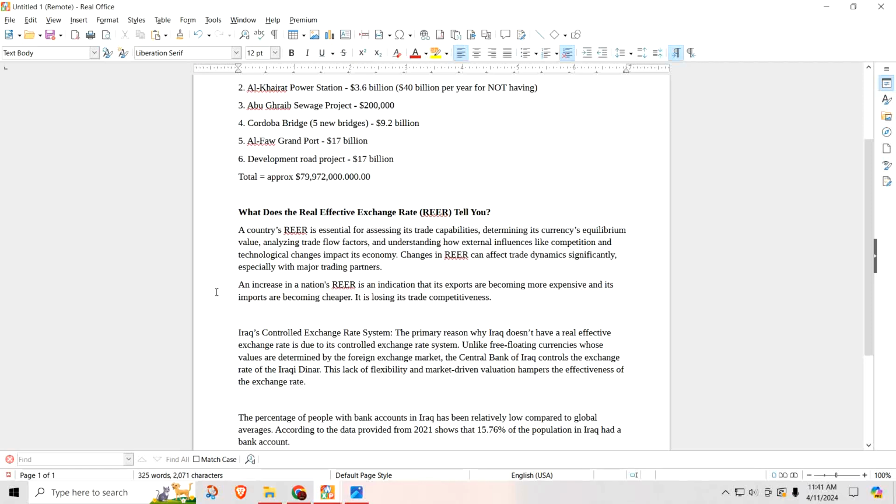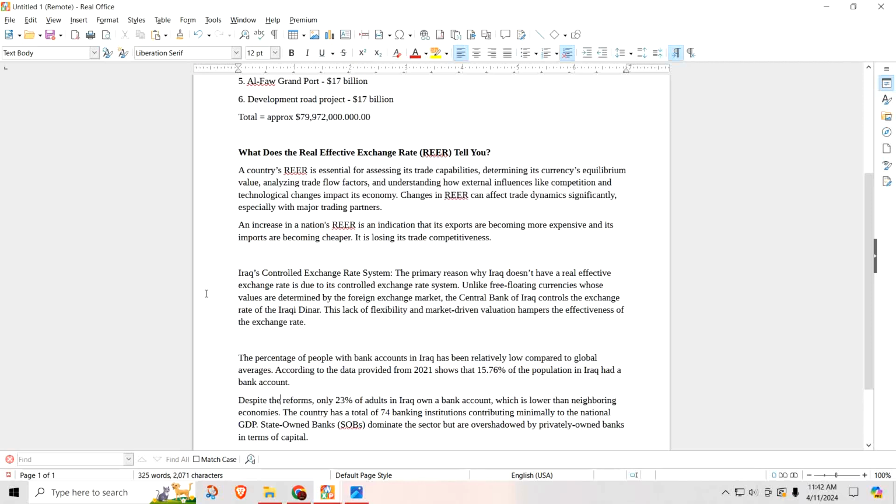No, they're two different things. Iraq's controlled exchange rate system. The primary reason why Iraq doesn't have a real effective exchange rate is due to its controlled exchange rate system. Unlike free-floating currencies whose values are determined by the foreign exchange market, the Central Bank of Iraq controls the exchange rate of the Iraqi dinar. This lack of flexibility and market-driven valuation hampers the effectiveness of the exchange rate.